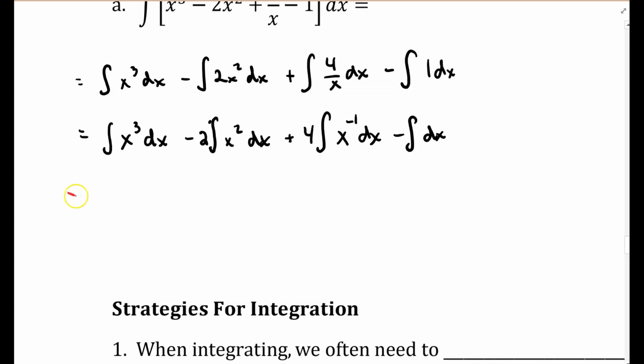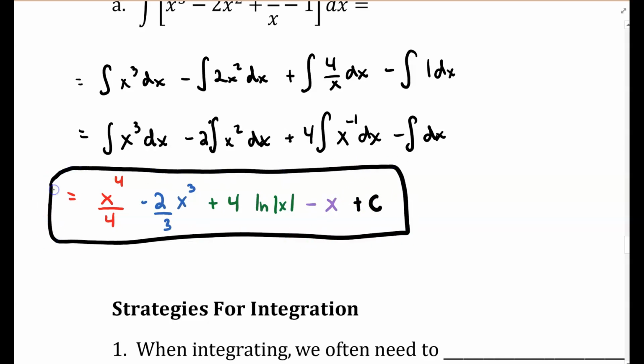So I have the integral of x cubed dx. No biggie. That's x to the 4th divided by 4. Minus 2 times the integral of x squared. Well, that's going to become x cubed, and I'm going to divide by 3. All right, no challenge there. Plus 4 times, this is x to the negative 1 power. Anything to the negative 1 power, that's the natural log of the absolute value of x. And then last but not least, we have minus the integral of dx, which is just going to be x plus some constant. I'm going to add a constant there. Okay, and there is our answer.